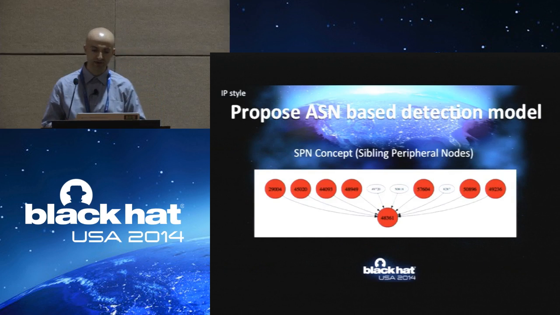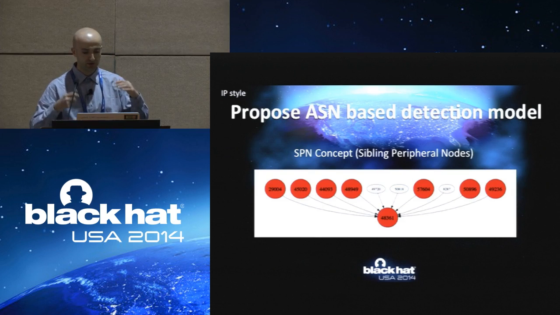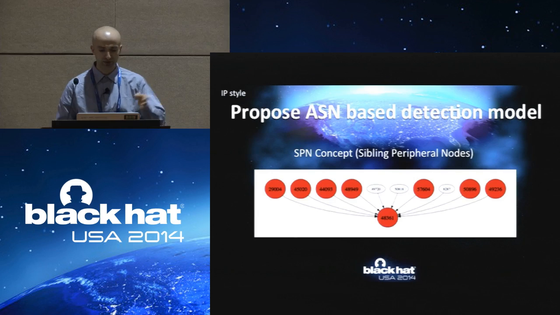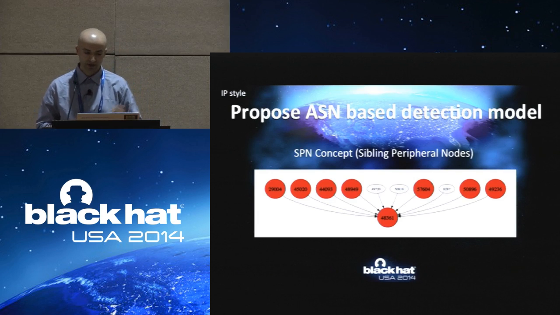Now, the other thing we did, in addition to the fingerprinting, is we wanted to look at the structure of the graph. For that, we introduced the concept of sibling peripheral nodes. Sibling in the sense they share the same upstream provider. So at the top, you see a bunch of ASNs.